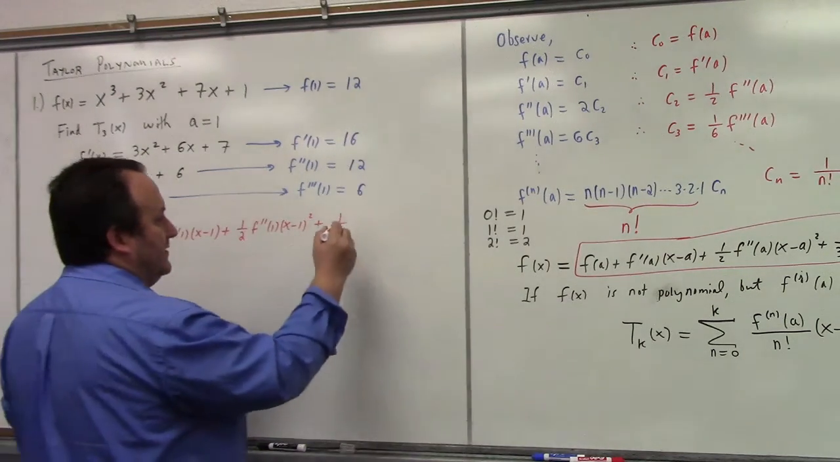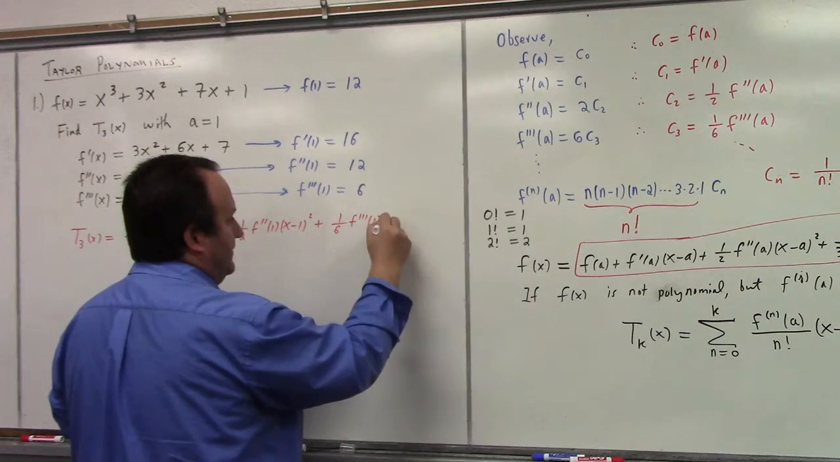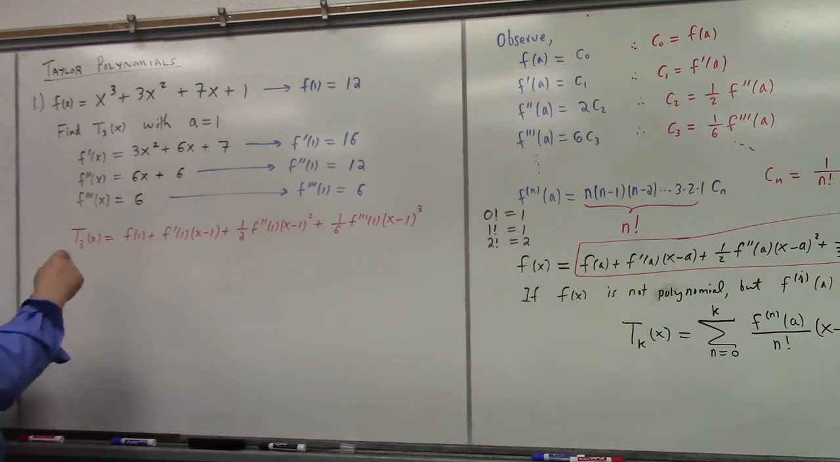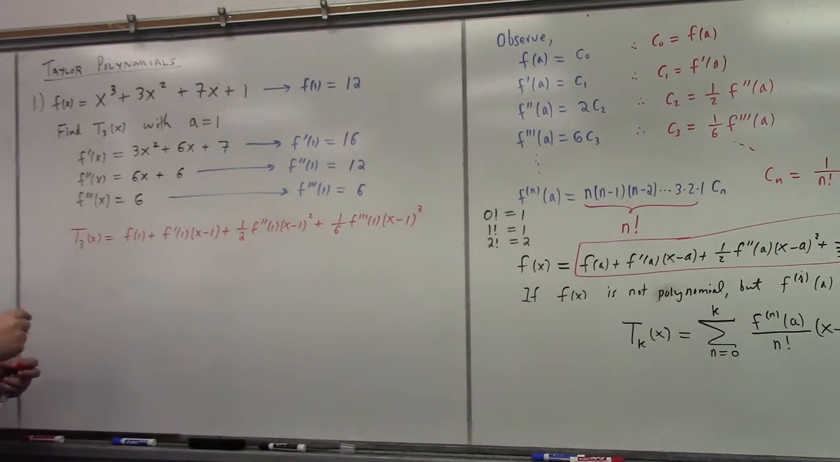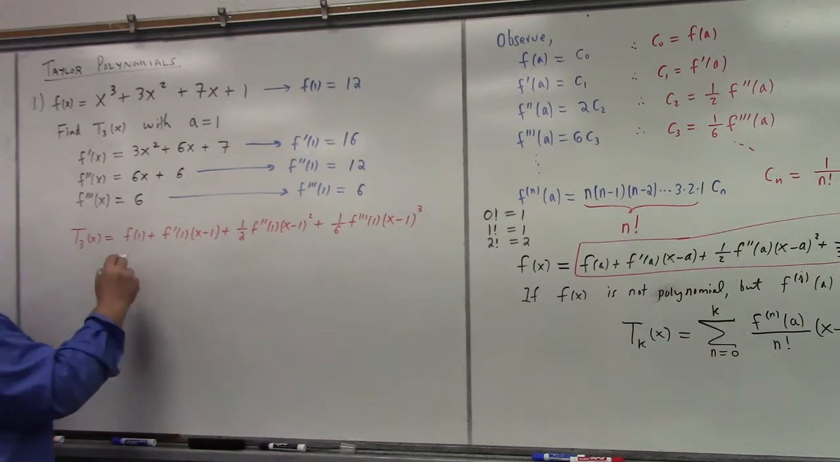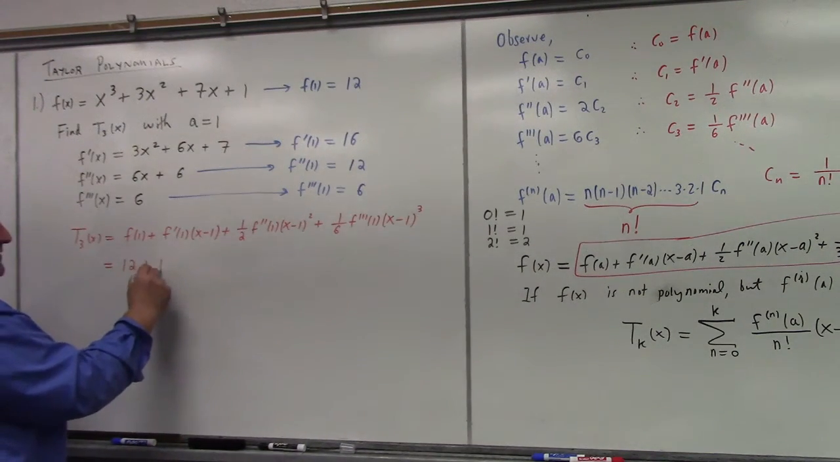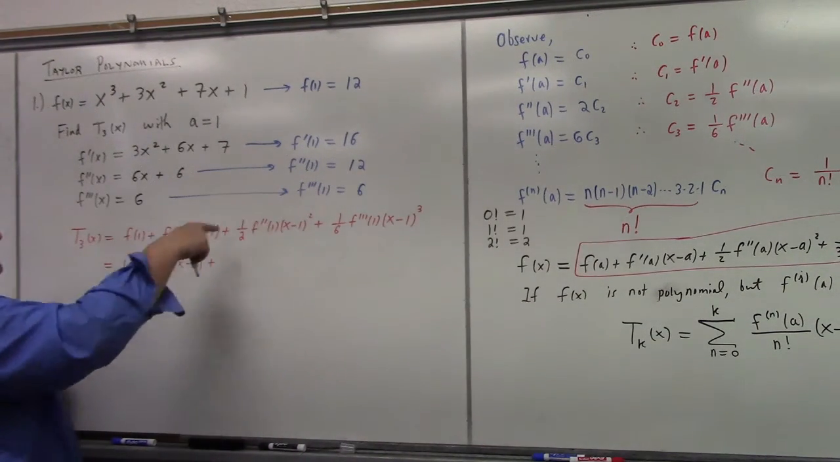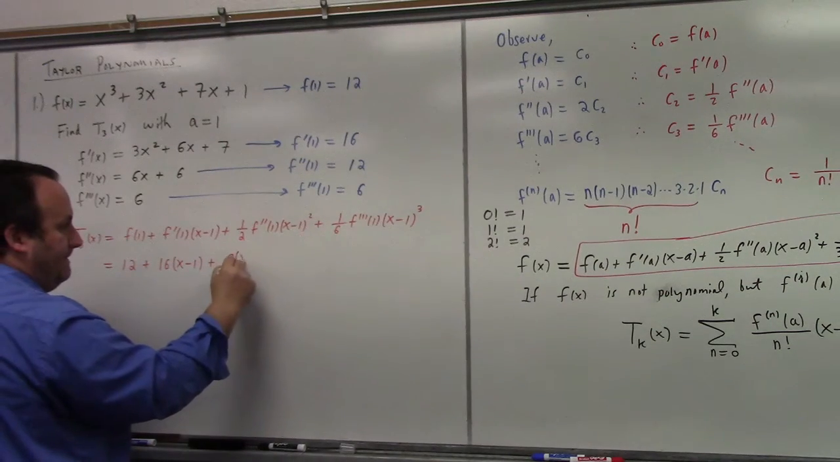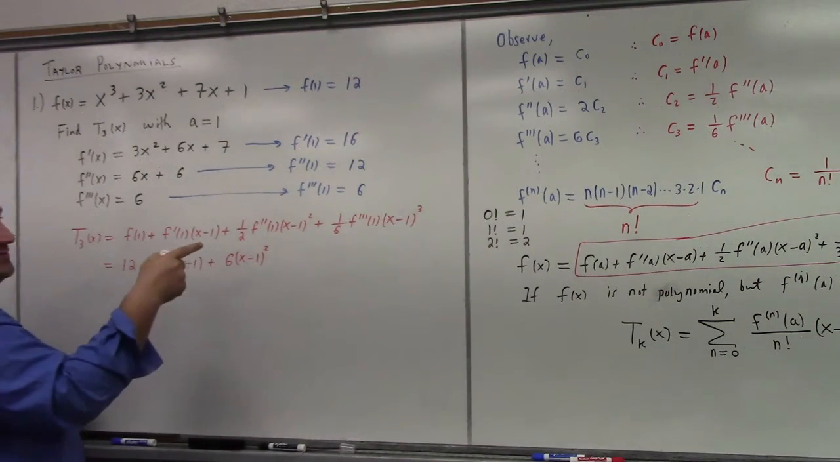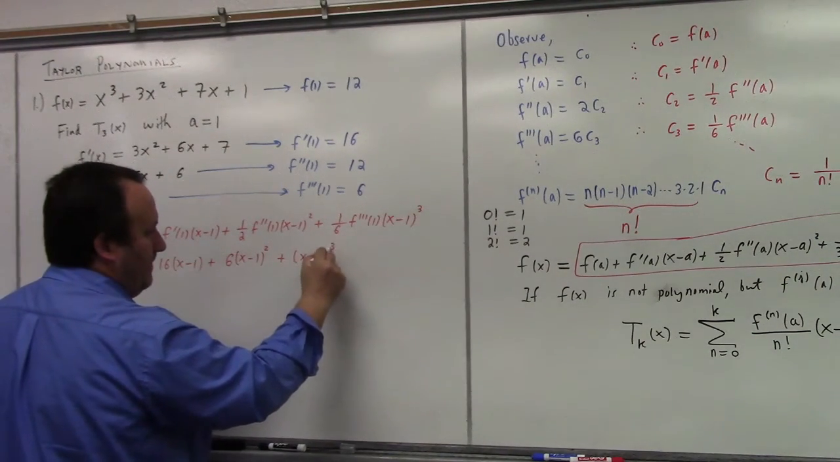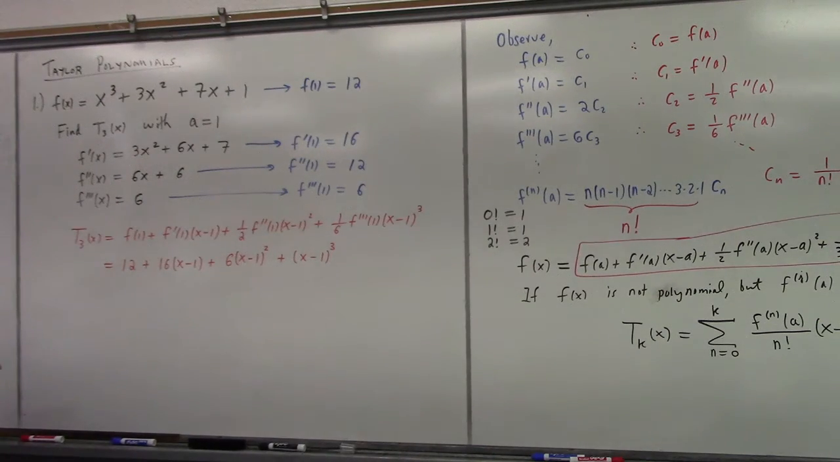So 1/6 f prime prime prime of 1 times x minus 1 cubed, right? There you go, that's T3. Now plug in the numbers that we have, 6, 16, 12, and 6. What do we got? And let's see here, what's 1/2 of 12? Yeah, 6. And 6 over 6 is 1. So I think that's kind of neat, right? There you go, that is the third order Taylor polynomial.